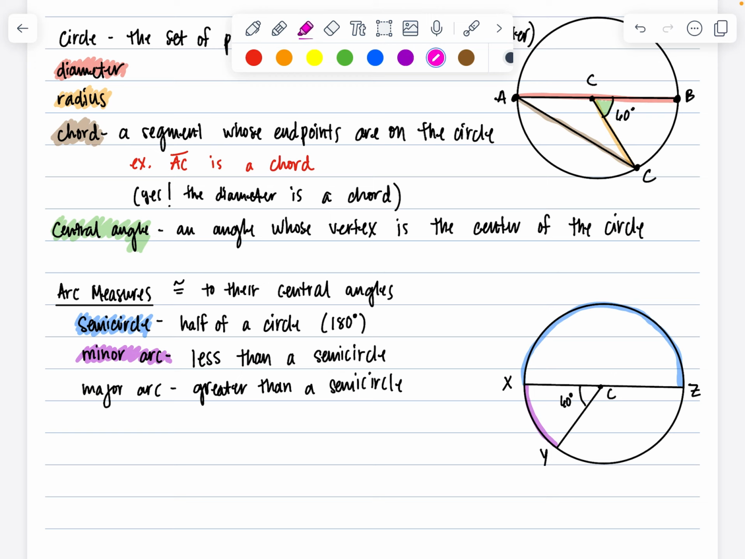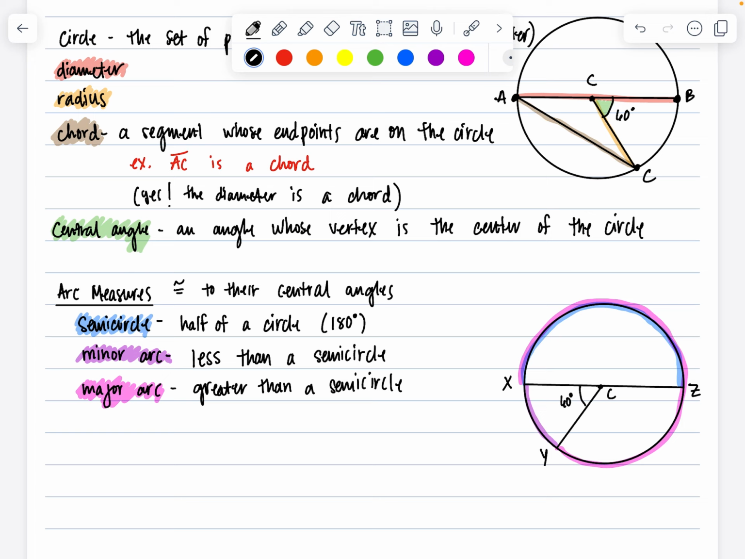And in pink, I'm going to draw a major arc. A major arc would be greater than 180 degrees. So this would be something like X all the way around beyond Z, wrapping all the way to Y. And that's your major arc.